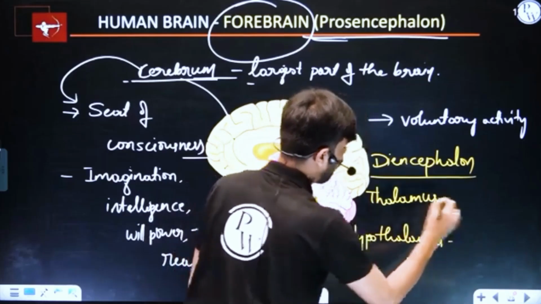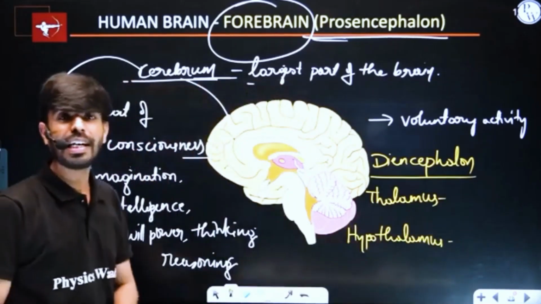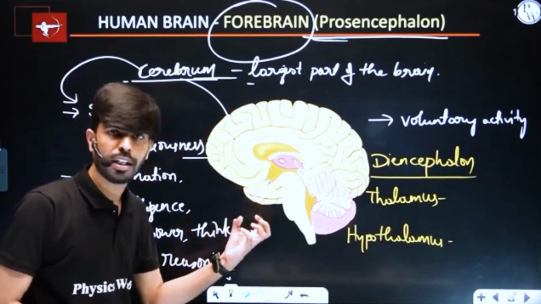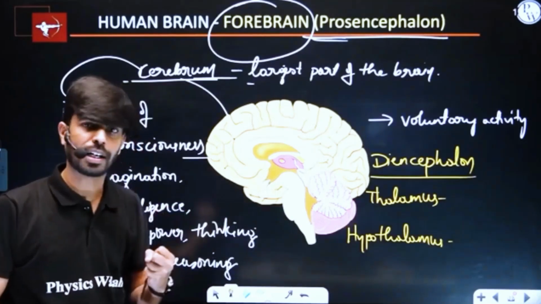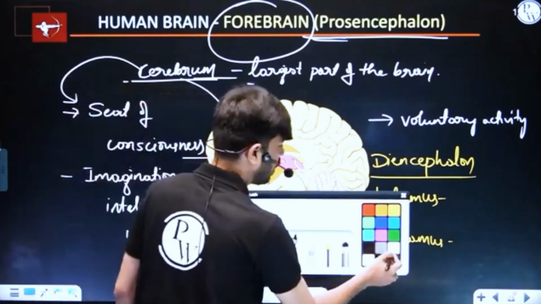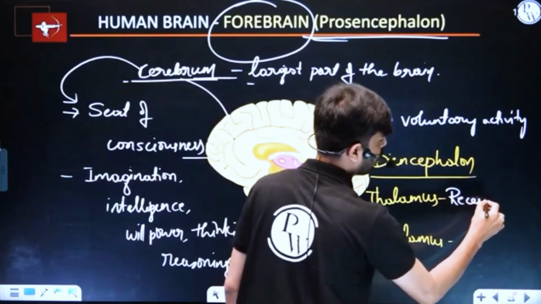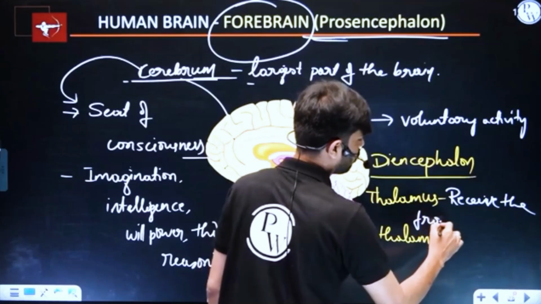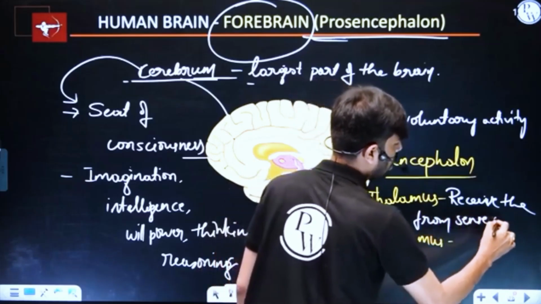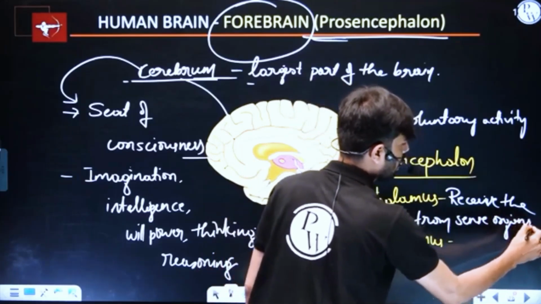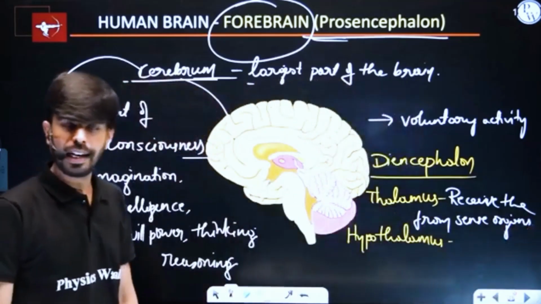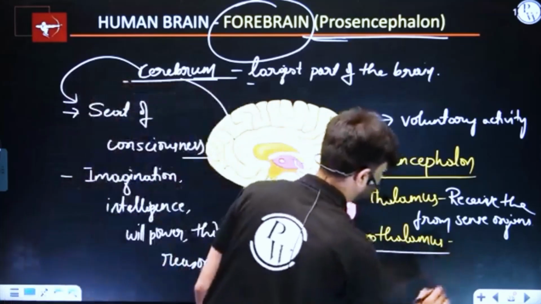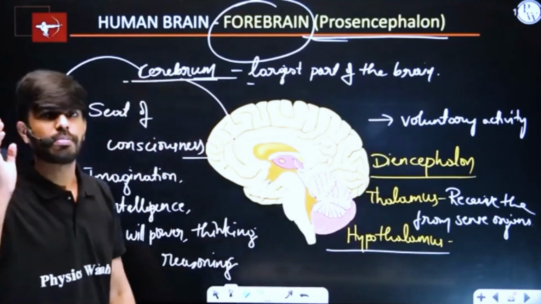Okay. What is the main function of thalamus? Thalamus relays the information which is acquired from the sense organs. Okay, it receives the information acquired from the sense organs. You can just write it as receives the message from the sense organs. So thalamus is responsible for receiving and relaying the information coming from the sense organs. But hypothalamus, it's one of the important parts of our body.